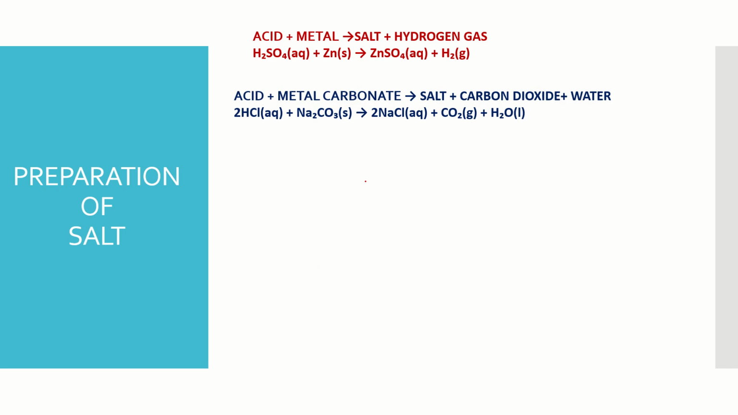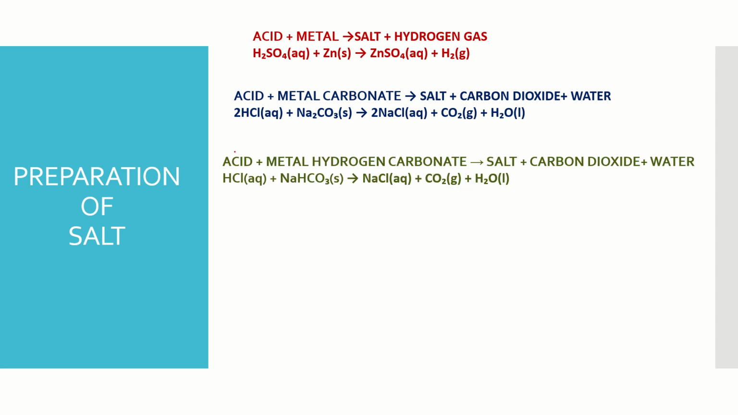Another method of preparation is when an acid reacts with metal carbonate. So we will get sodium chloride salt, carbon dioxide gas is released and water is formed. Next, when acid reacts with metal hydrogen carbonate, again we will get sodium chloride as salt, carbon dioxide gas is liberated and water is formed. Next, when acid reacts with metal oxide. When HCl reacts with copper oxide, we will get copper chloride salt and water is formed.